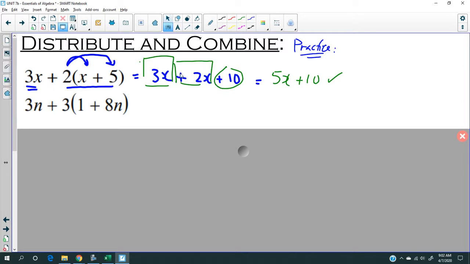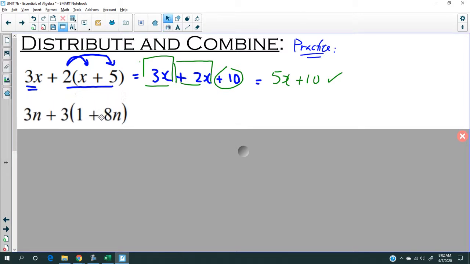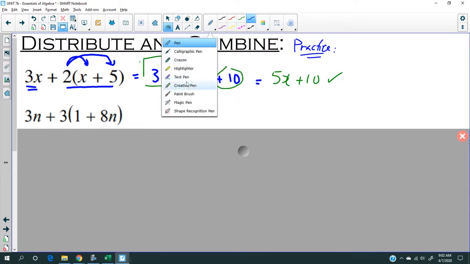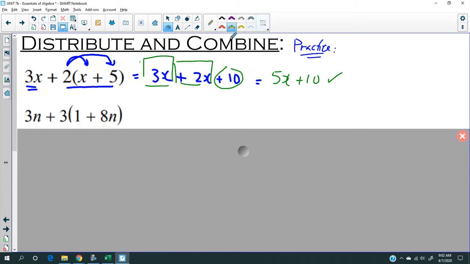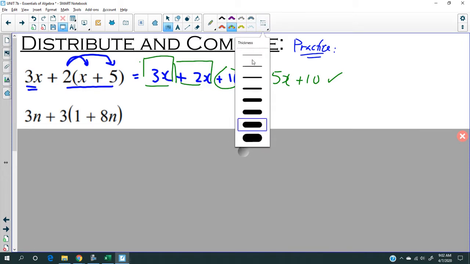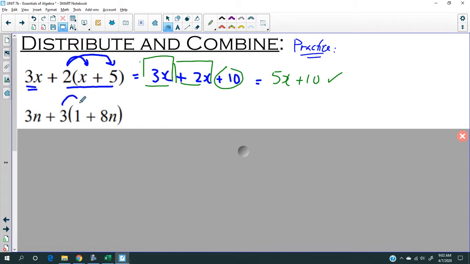I'll leave the example up here for you to refer to should you need to. Let me make this a little smaller. Go ahead and try this one right now. Press pause. Okay, let's distribute.